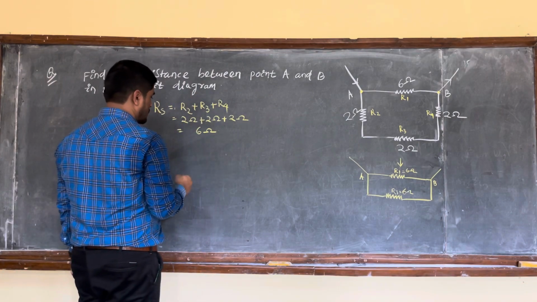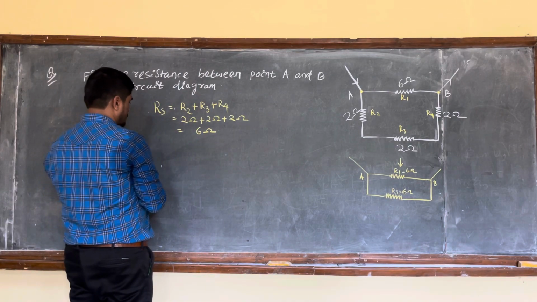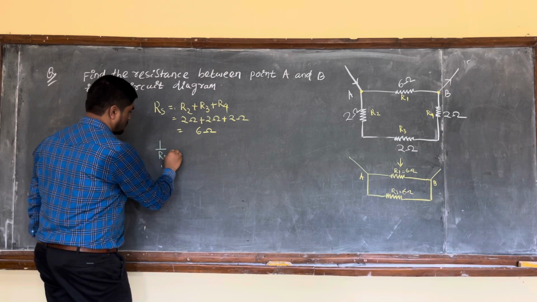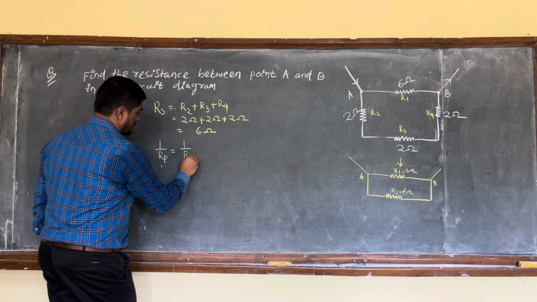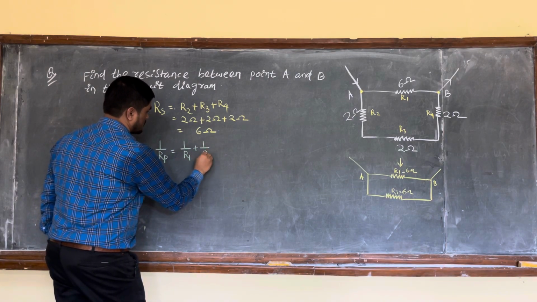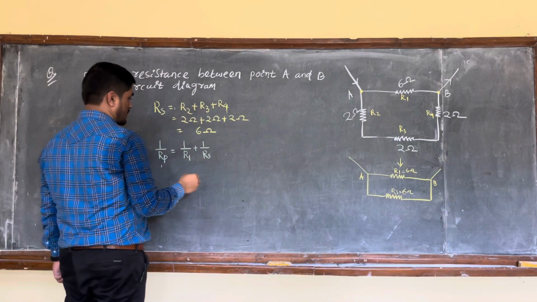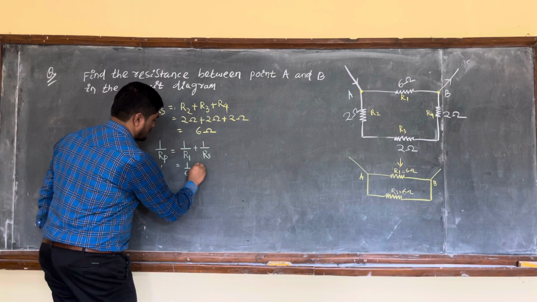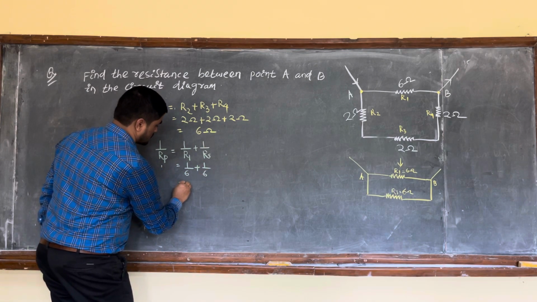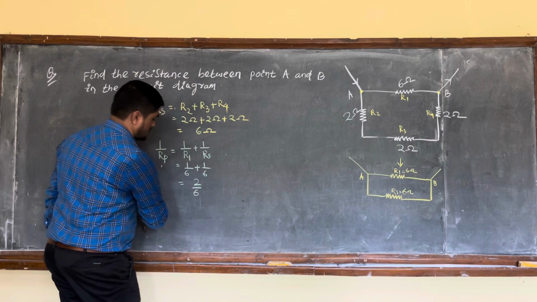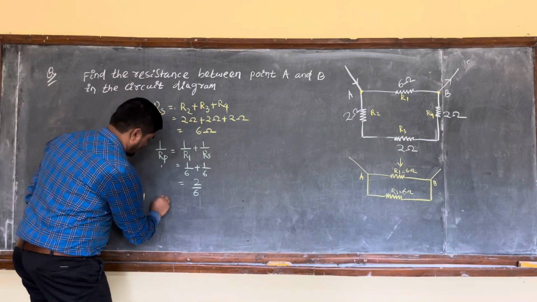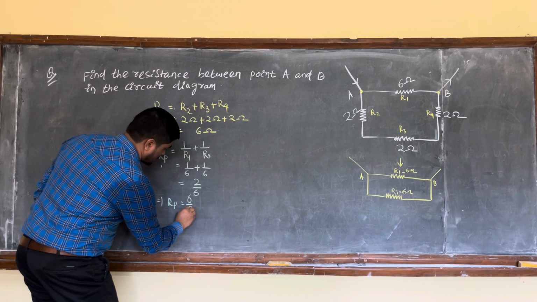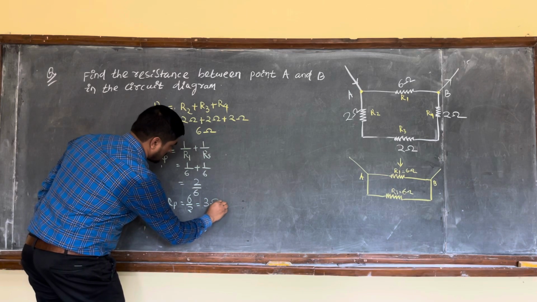So to find out the resistance in parallel, you have to use the formula 1 divided by Rp equals 1 divided by R1 plus 1 divided by Rs. And here R1 and Rs are given 6 ohm. So this will be 1 divided by 6 plus 1 divided by 6. So that will be 2 divided by 6. And you have to find out Rp. So Rp will be 6 divided by 2, that is 3 ohm.